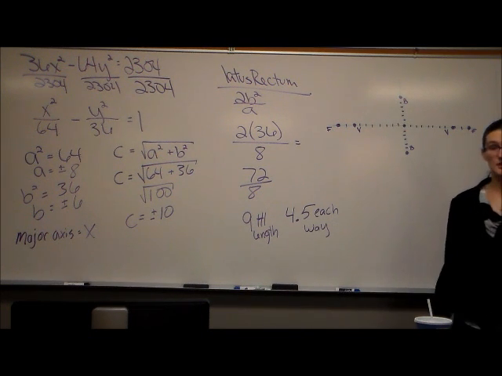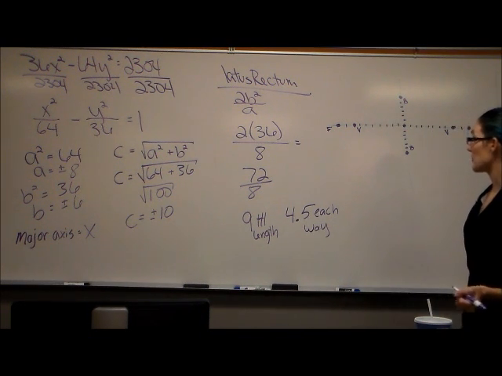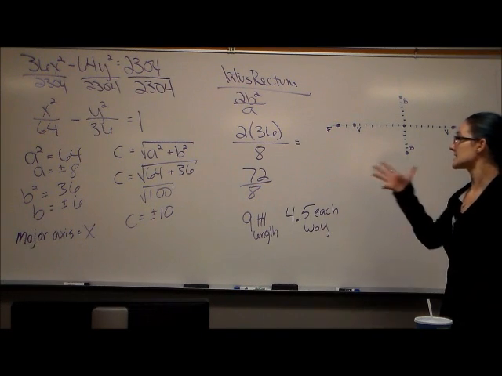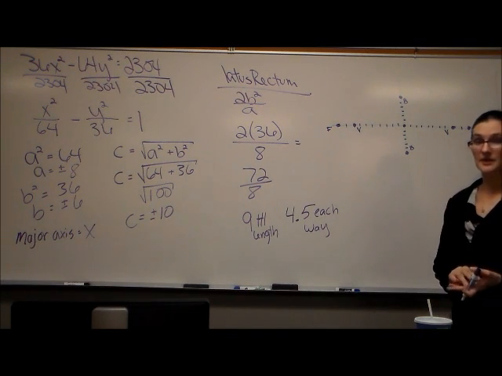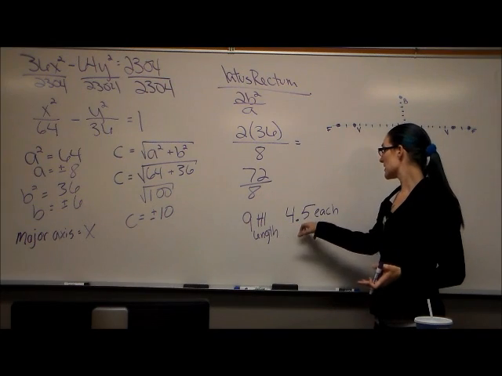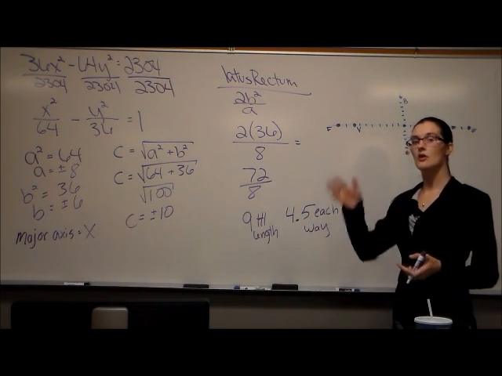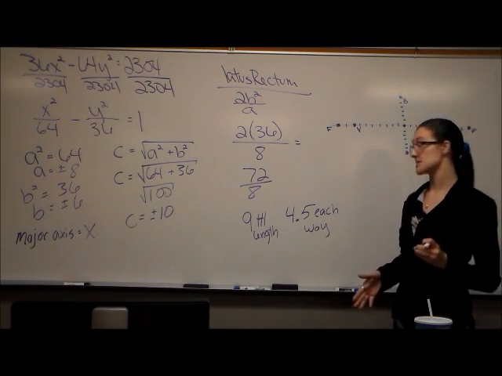So everything's labeled: your vertex, your B, and your focus. Okay. Next thing we did was our latus rectum. We found the length of the latus rectum. So that was 4.5 up, 4.5 down. It always goes through the focus, just like in ellipses.